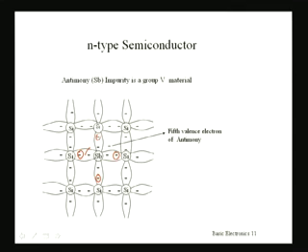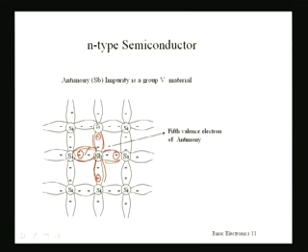outermost orbit electrons. And now, as we have added 1 antimony atom, which has 5 electrons in the outermost orbit, it will be sharing these electrons with the silicon atoms, so these covalent bonds will be completed. 4 and 4, 8 electrons are there, so these covalent bonds will be completed. But then 1 electron is in excess, that is, it is extra. So this 5th electron is donated by this antimony atom, and this 5th electron is free.